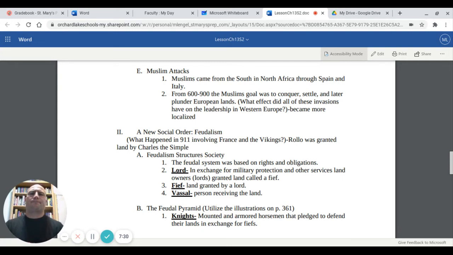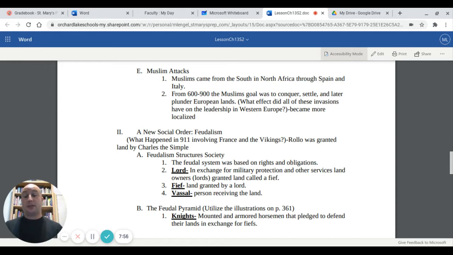Okay, now, what effect did all of these invasions have on leadership in Western Europe? Well, as I said earlier, it became more localized. The king couldn't defend the entire kingdom. He had to localize some people to defend their individual lands. And that's where feudalism came into play, by giving some of those nobles and counts and dukes their own lands and their own ability to create an army to defend those lands.